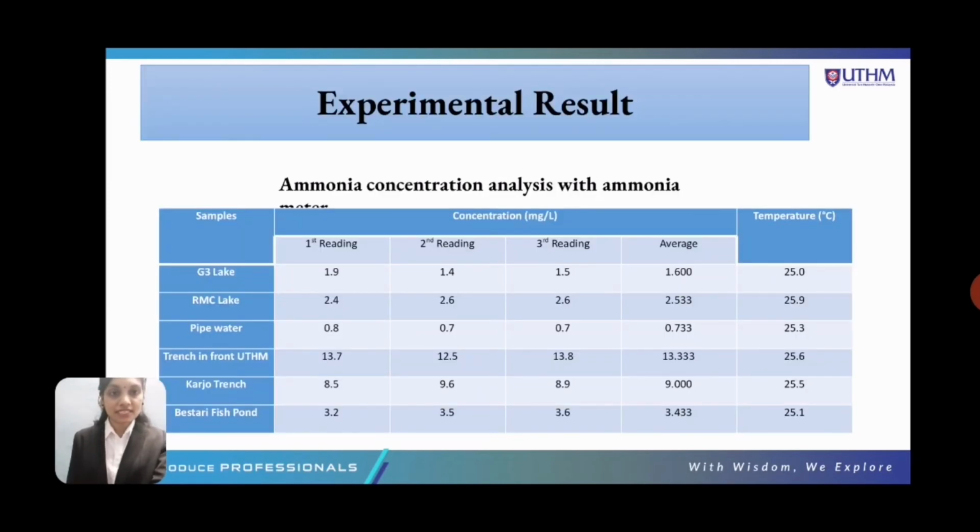Next is the experimental result using the commercial ammonia meter. The 6 samples collected are from G3 lake, RMC lake, pipe water, the trench in front of UTHM, Carjo trench and Bestari fish pond. From these we can see that the highest concentration of ammonia is at the trench in front of UTHM. Meanwhile, the lowest concentration of ammonia is the pipe water, which is 0.733. The reading was taken 3 times to ensure the precision of the data obtained.